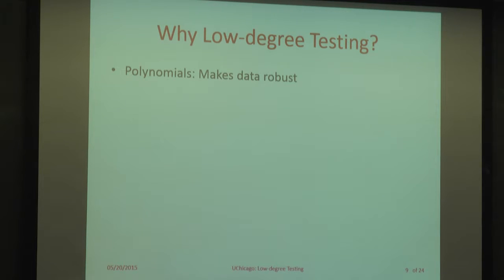What do polynomials do? They make data robust. If you have some information, you think of it as coefficients and you evaluate, now it's resistant to change. Low degree testing can make something else robust: proofs. Proofs are objects that we all work with as mathematicians.